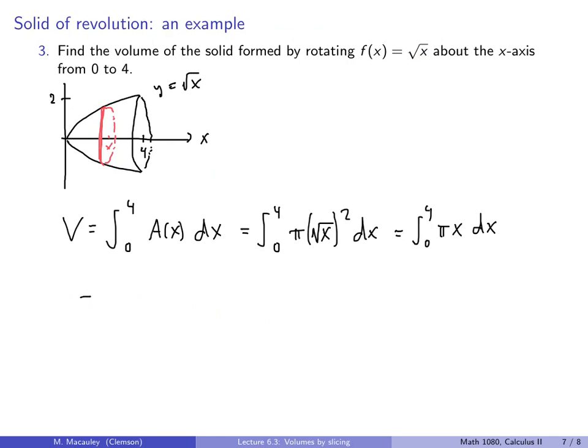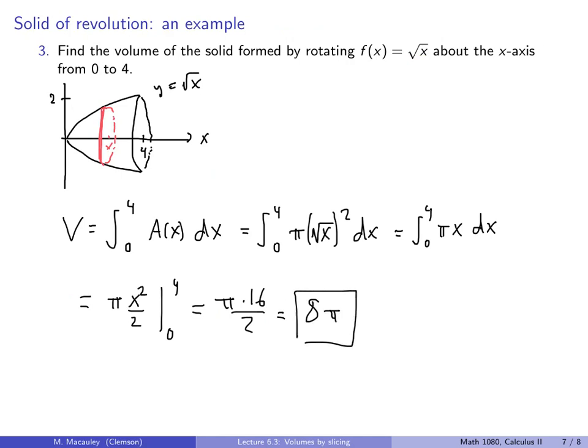So let's evaluate that. That's pi x squared over 2 from 0 to 4. And that's pi times 16 over 2. We can ignore the 0, so this is 8 pi cubic units, whatever our units may be.